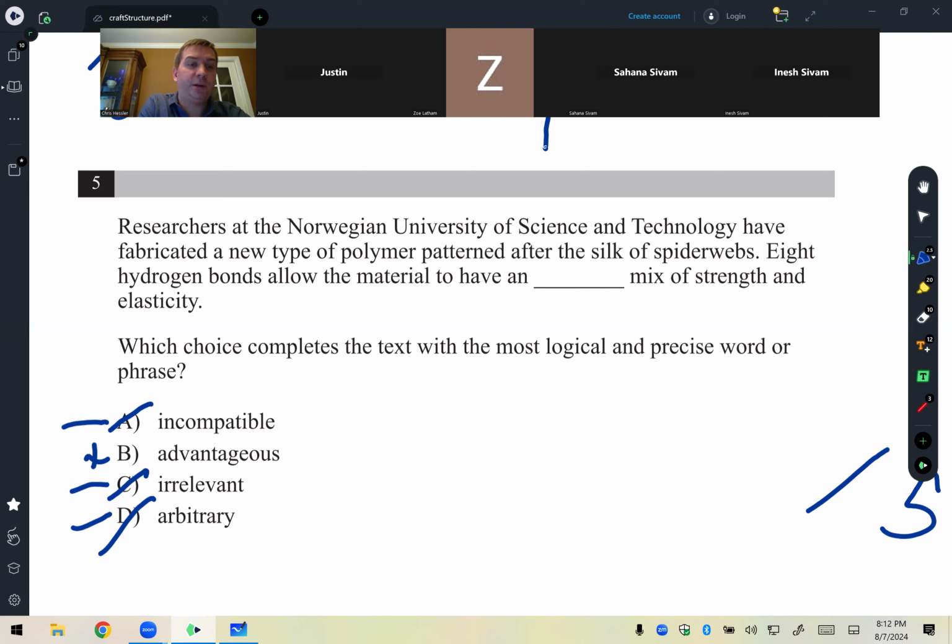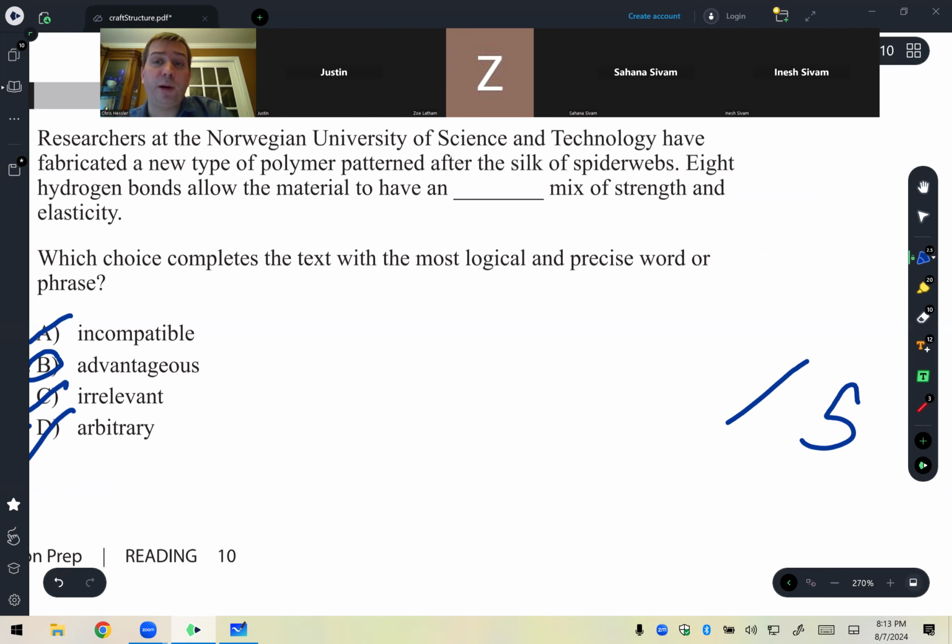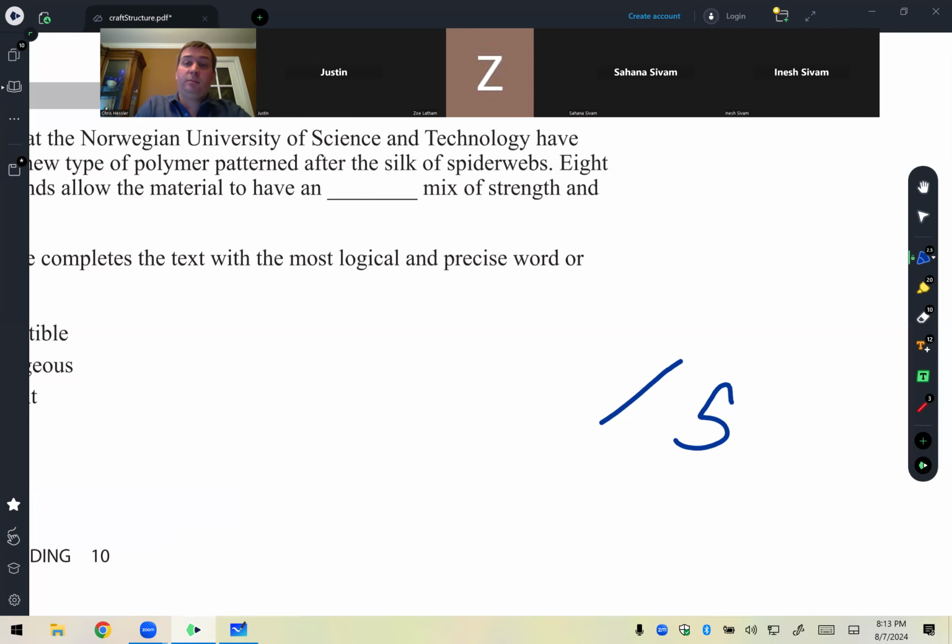Let's try the right answer, advantageous. Hydrogen bonds allow the material to have an advantageous mix of strength and elasticity. All right, so add up how many you got right out of 5. Maybe I got 4 out of 5. That means I'm probably in the 600s for my English score. If you got 5 out of 5, if you've got all of these, you're probably in the 700s, maybe high 700s.